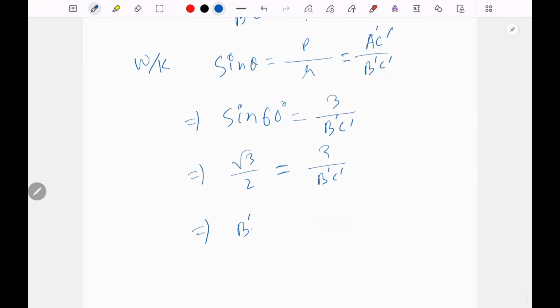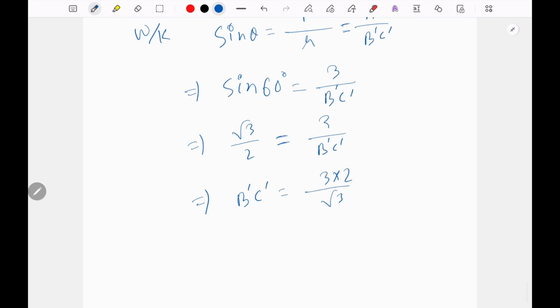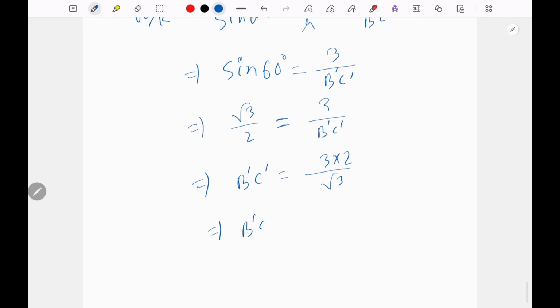So from here we can find B dash C dash as 3 into 2 divided by root 3. We can write this 3 as root 3 into root 3, and the root 3 cancels. Ultimately the final answer is 2 root 3 meter. So we get the answers of this question.